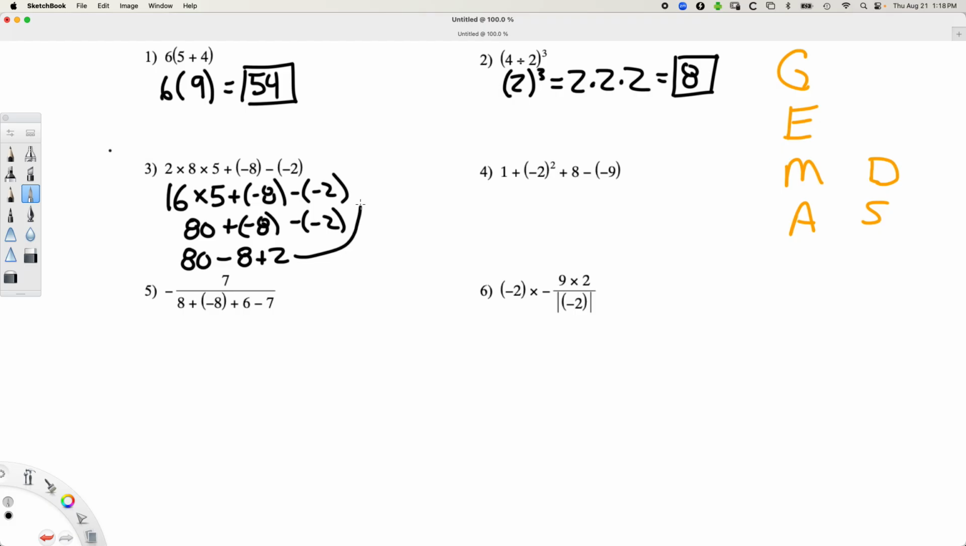So I'm going to take that and just rewrite it up here. So I've got 80 minus 8 plus 2. And again, do I have any multiplication and division? No.